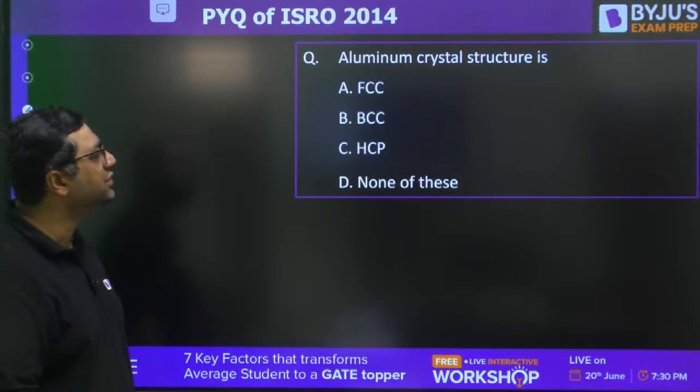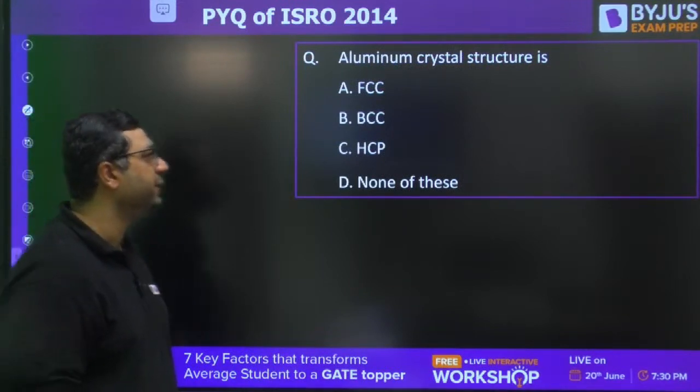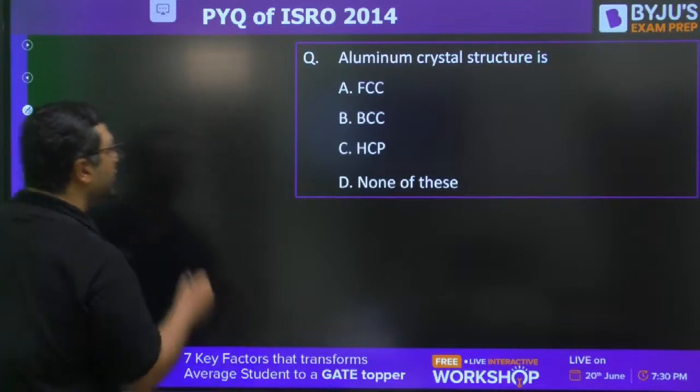Aluminium crystal structure is FCC, BCC, or HCP. What is the crystal structure for aluminium?